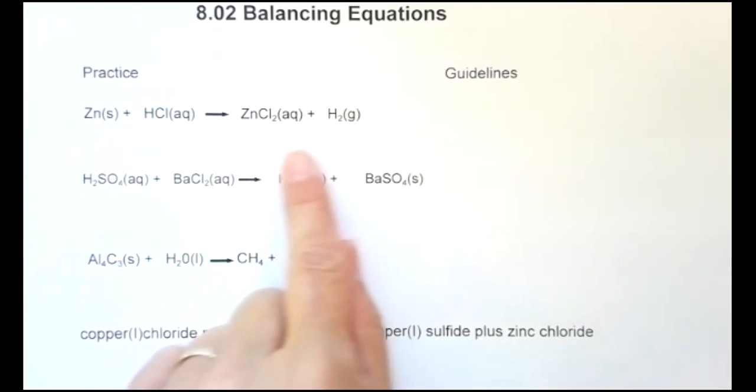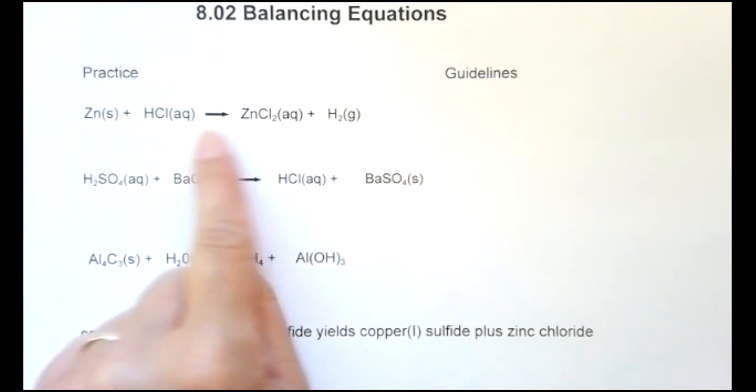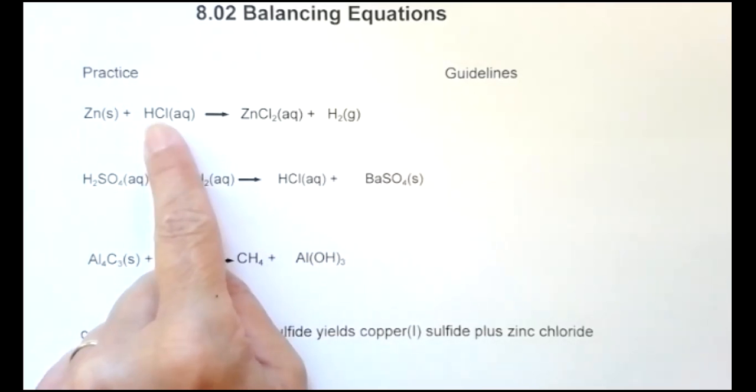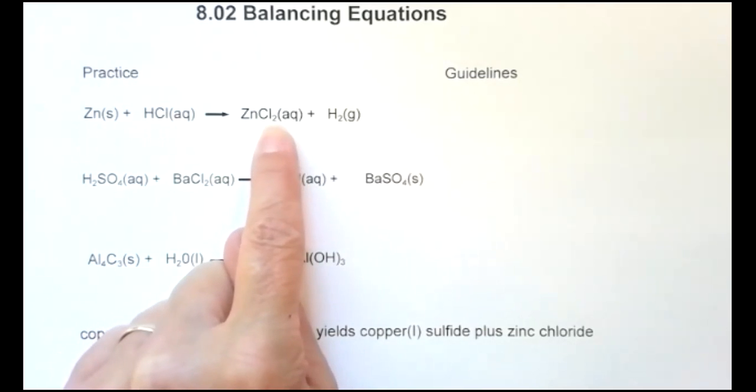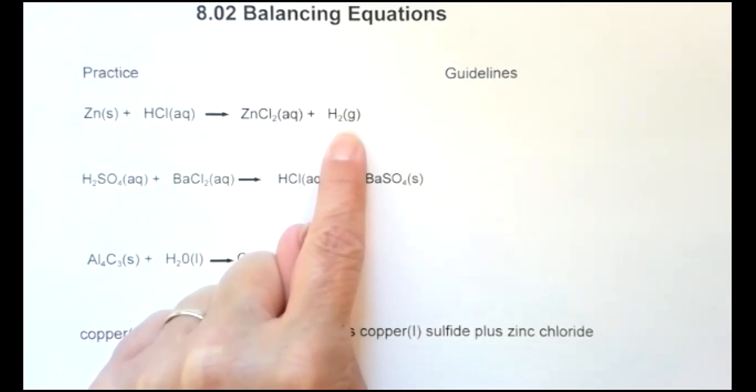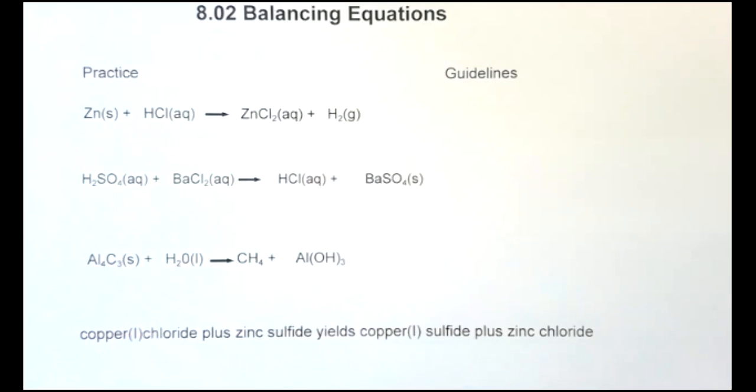If we look at this equation, we have one zinc, and over here we've got one zinc, but on this side we've got one chlorine, and here we have two. Here I have one hydrogen, and here I have two. So I've created matter, and that's not allowed. You'll get a ticket from the chemistry cops. So we fix that by balancing equations.